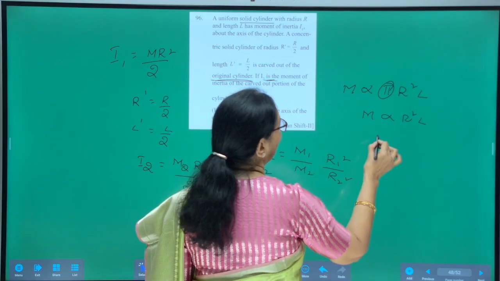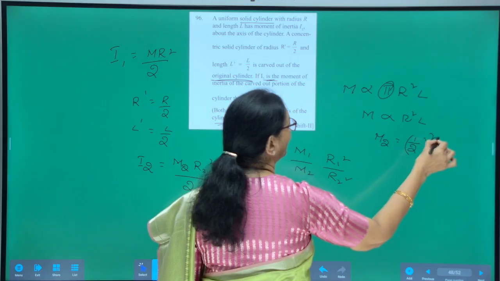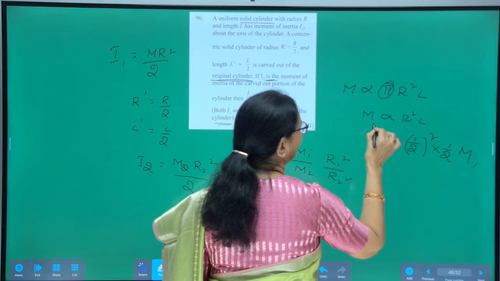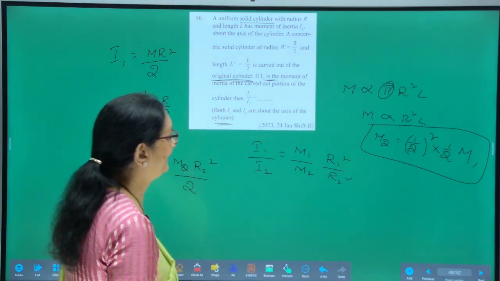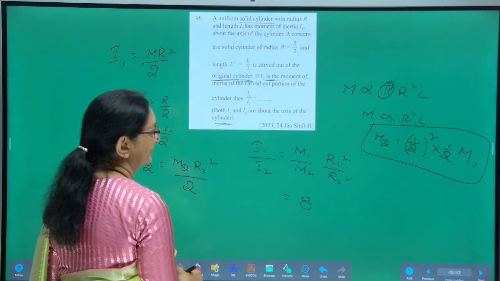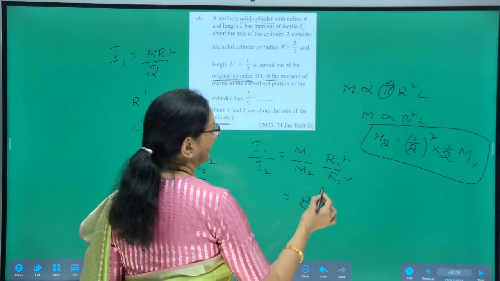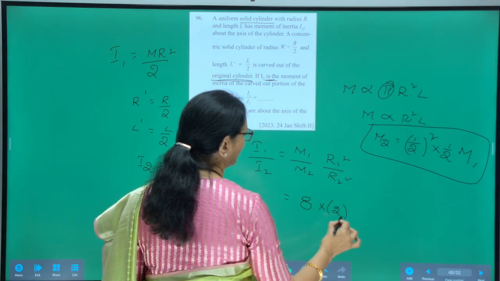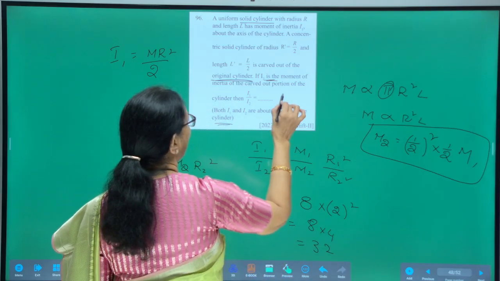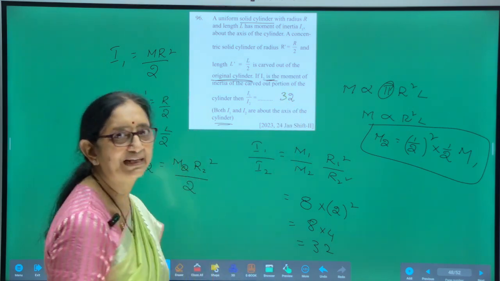So, here in the second case, radius is halved. So, 1 by 2 whole square. Length is also halved. So, m2 is equal to 1 by 8 times m1. So, m1 by m2 is equal to 8. Now, because I1 by I2 is asked, r1 by r2, it is 2 whole square. So, 8 into 4, it is 32. So, ratio is 32:1 or 32. That is the answer.